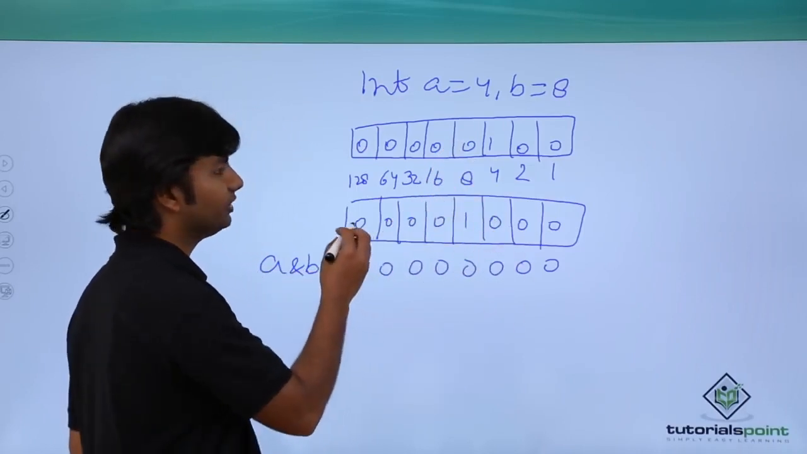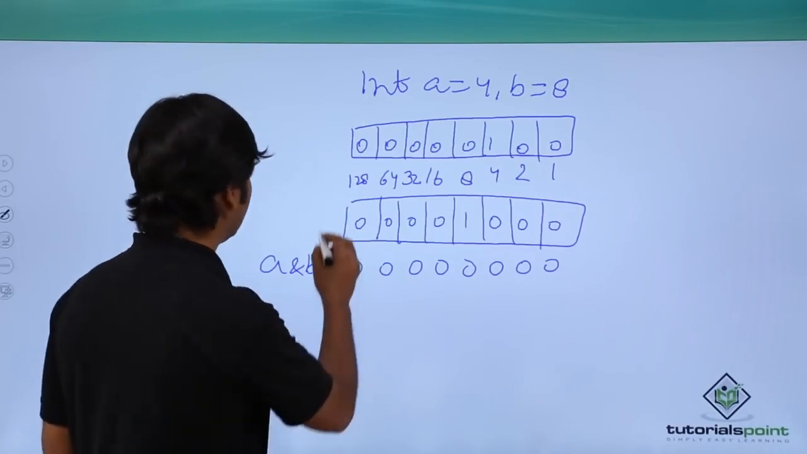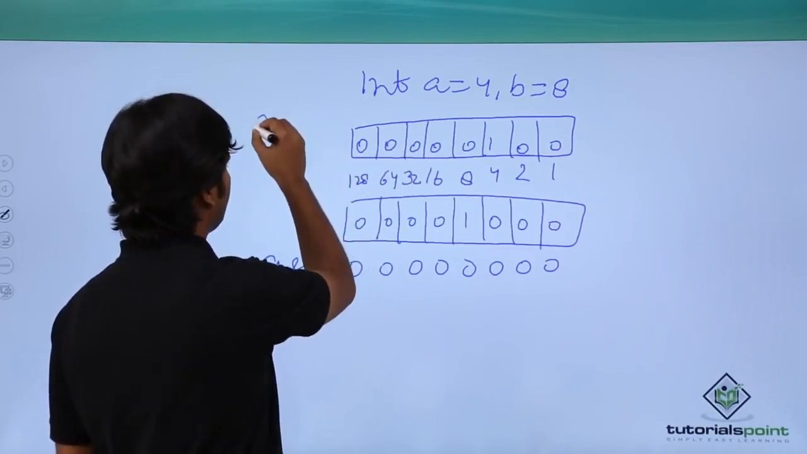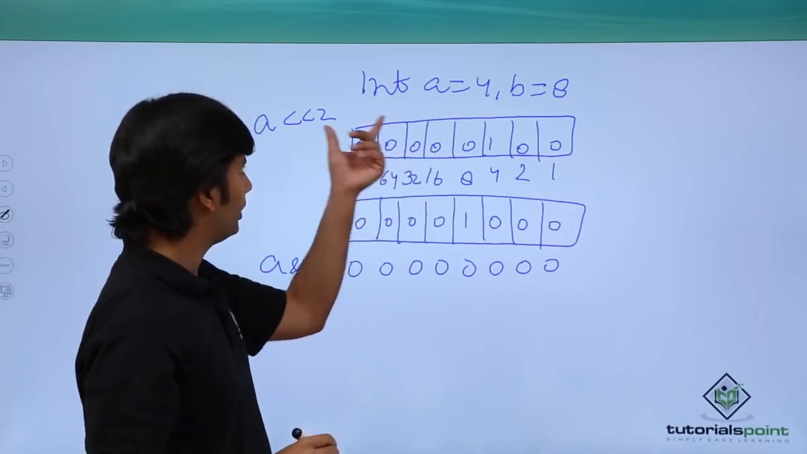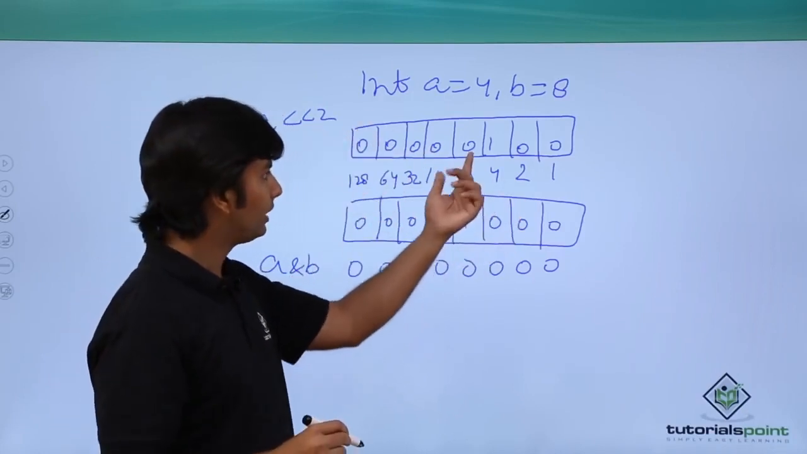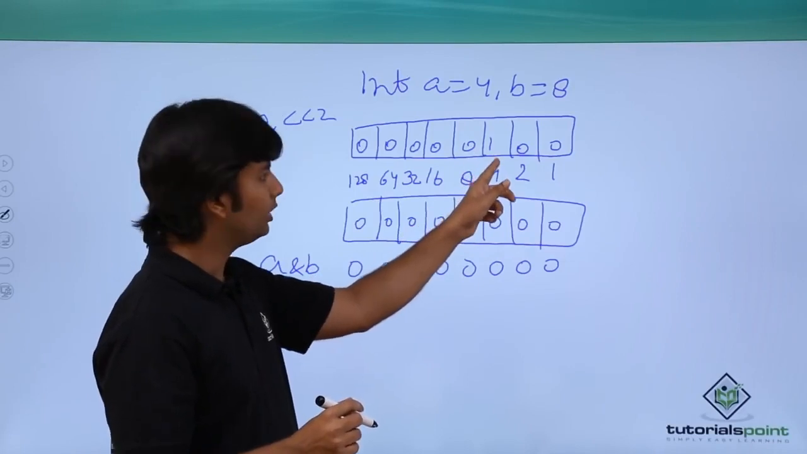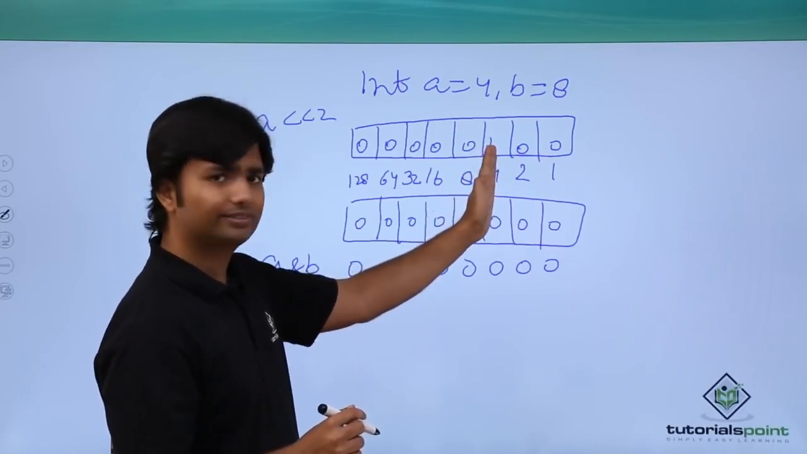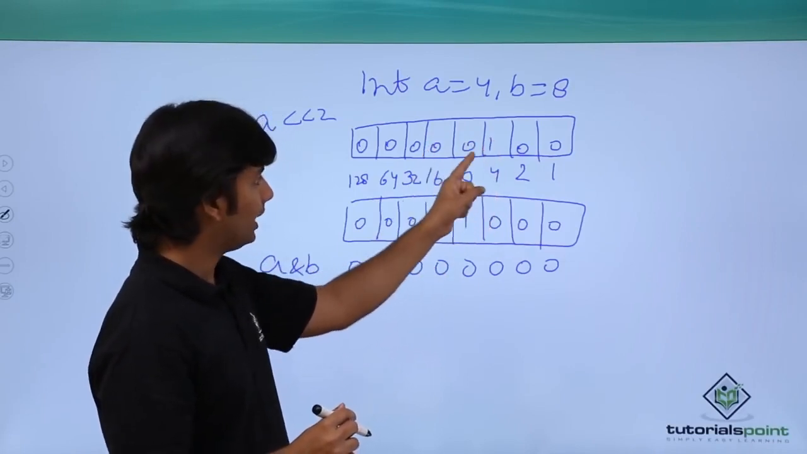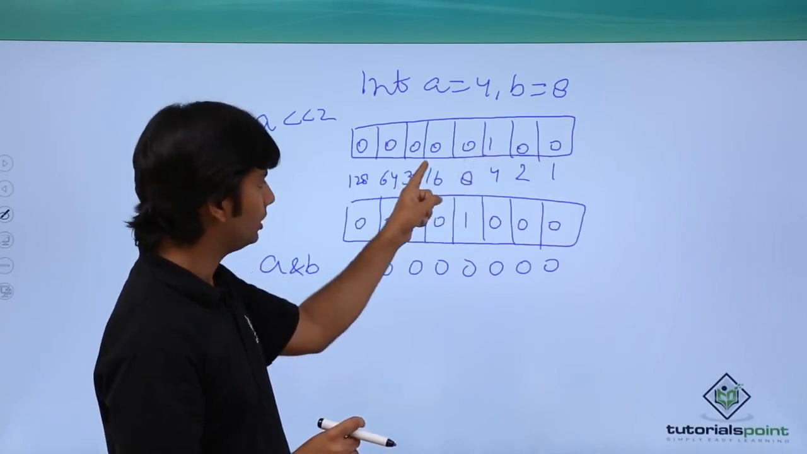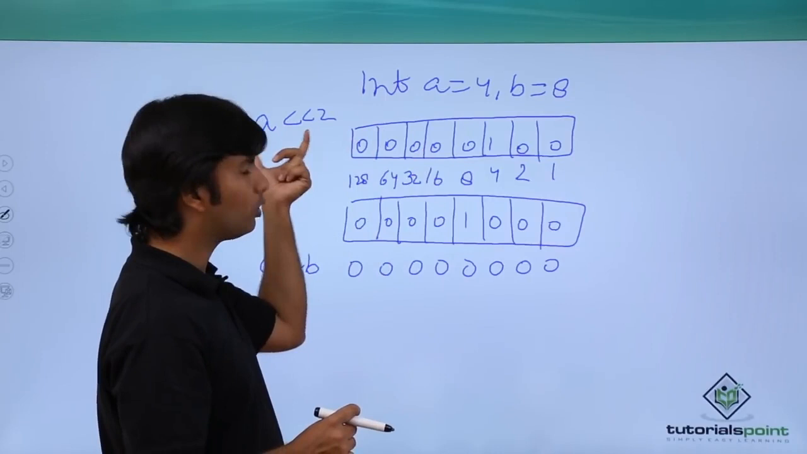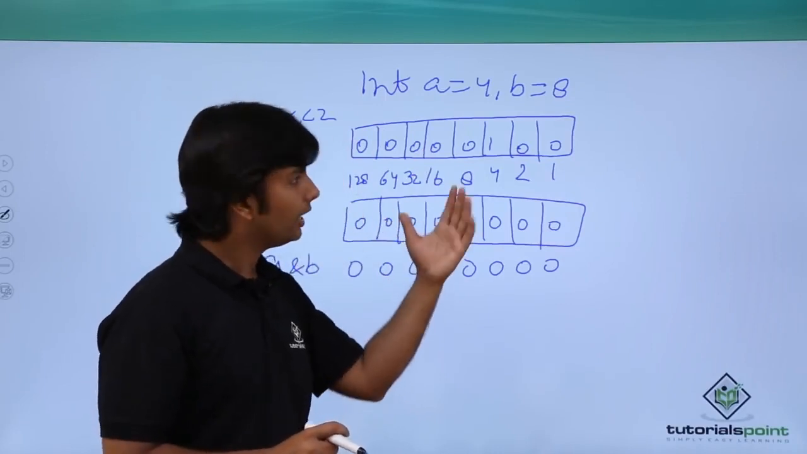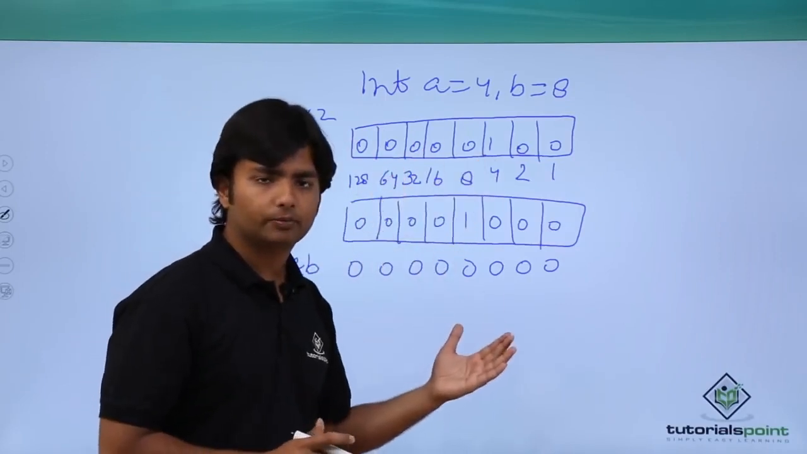But if I say something about the shift operators, let's say I want to do A left shift 2. So this one is 2. When I say left shift 2, that means I will shift the value of this 4 two bits left, that is 1, 2, and I will put this 1 over 16. So when I print the value of A left shift 2, it will give 16.